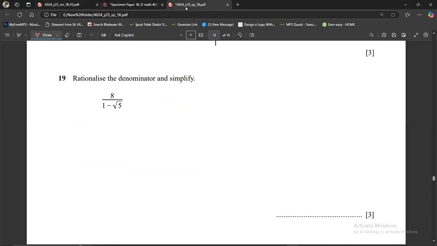So then we have rationalize the denominator and simplify. This is the new topic which has been added into our syllabus, and we call this topic surds.